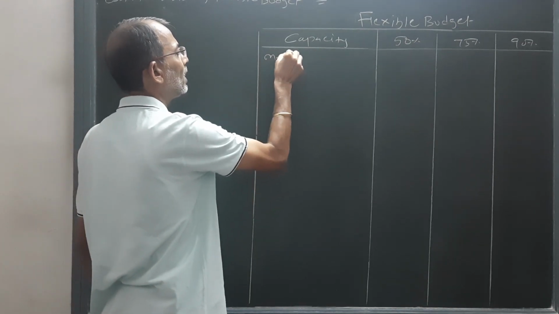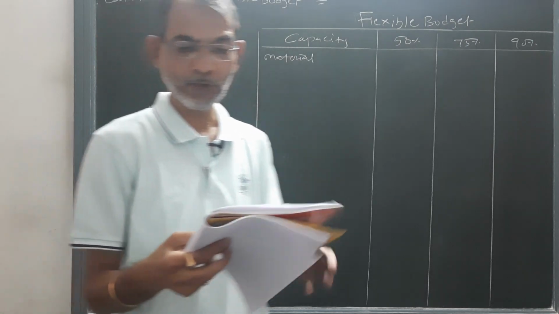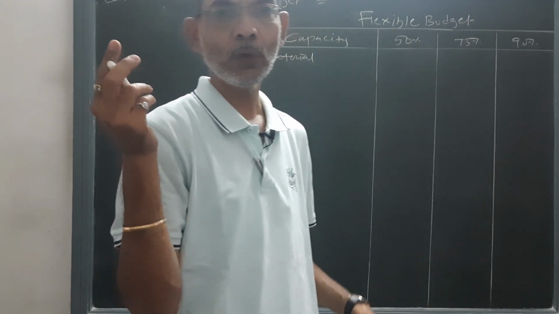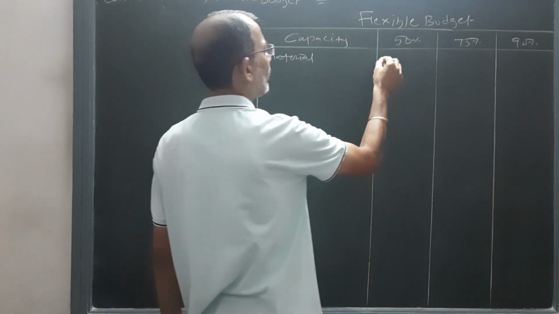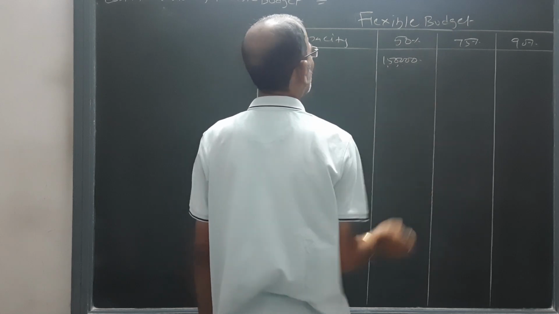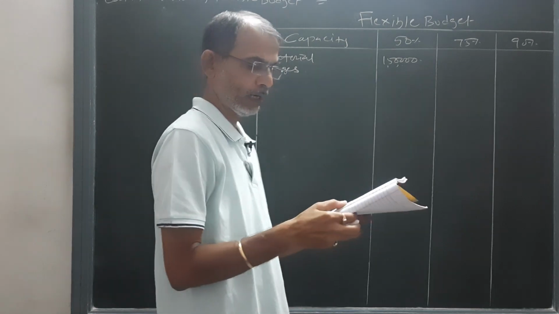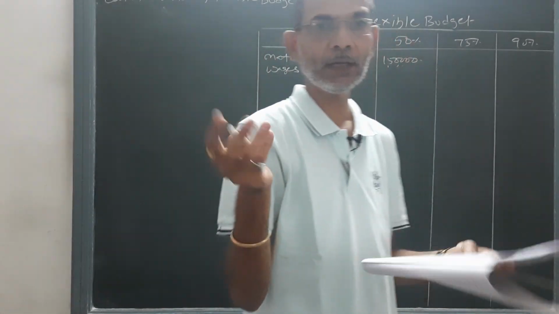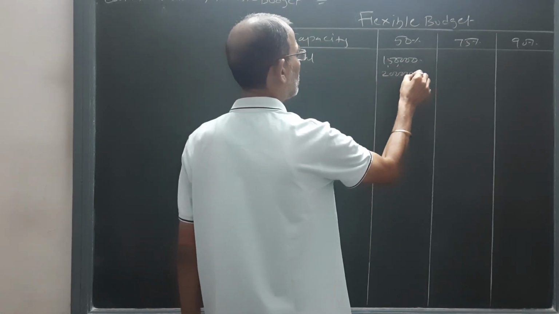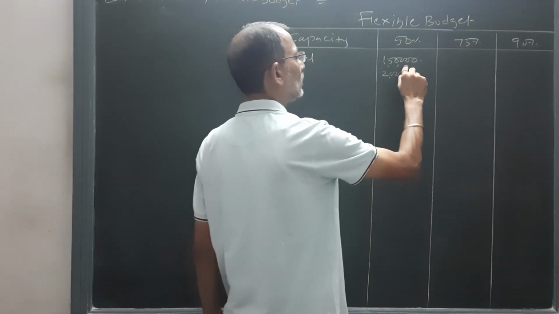First, material. So it is very easy. At 100% capacity, it is given 3 lakh. So at 50% capacity, that will be half, 1 lakh 50,000. Similarly, wages at 100% capacity are 4 lakh. So at 50% capacity, that will be 2 lakh.